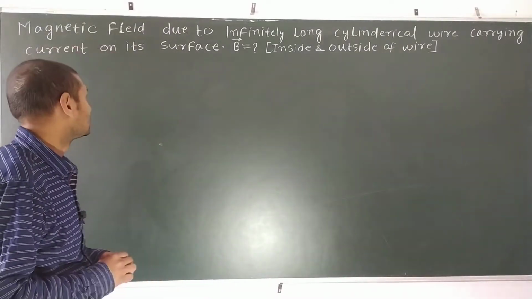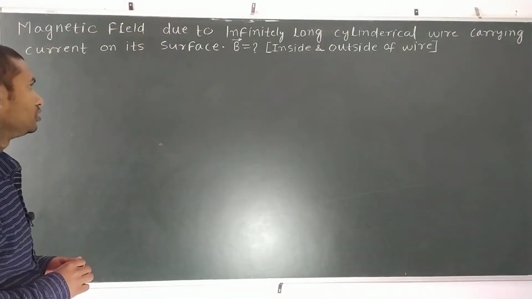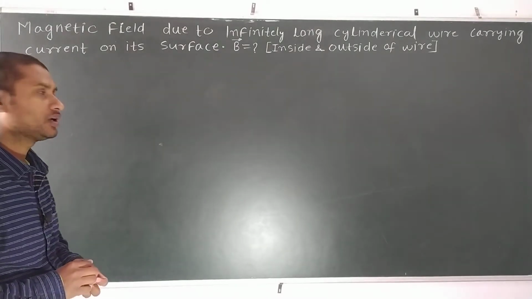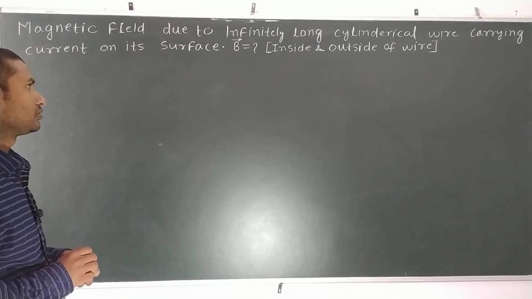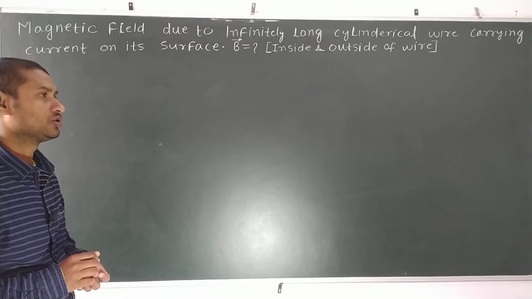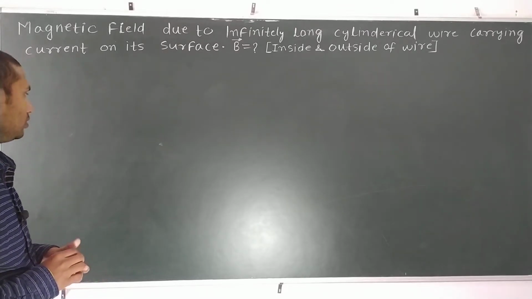Today we are going to discuss a topic: magnetic field due to an infinitely long cylindrical wire carrying current on its surface. B equal to what, inside and outside of the wire? Okay, let us see here.